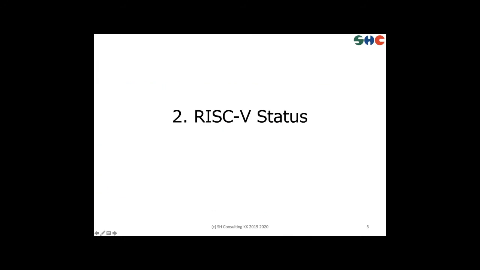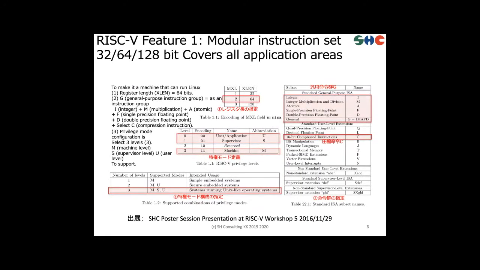So we'll talk about the RISC-V features. The first is a modular instruction set ranging from 32 to 128 bits. You just choose the necessary properties and come up with one instruction set. So it's really a modular instruction set that covers multiple different parts.